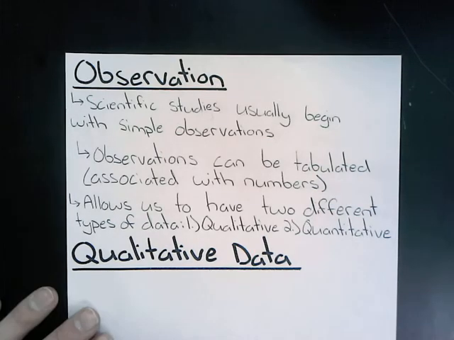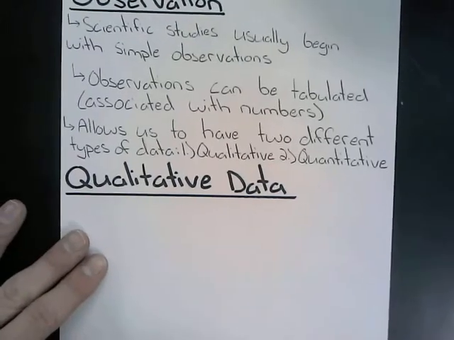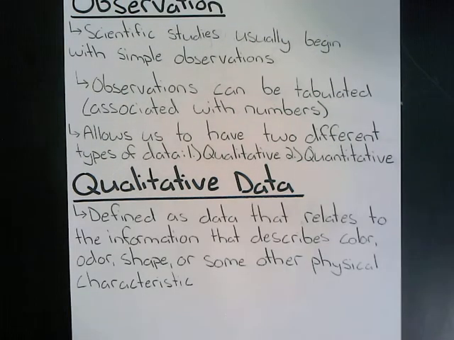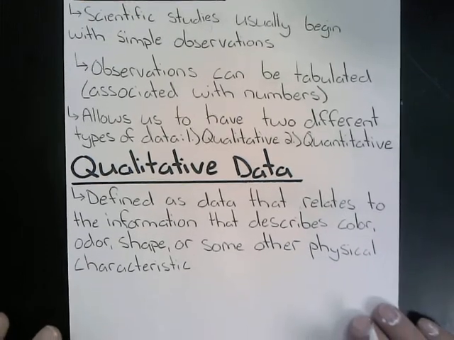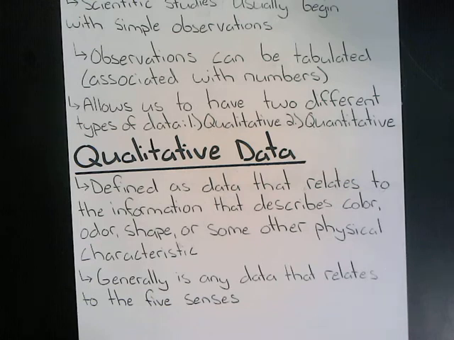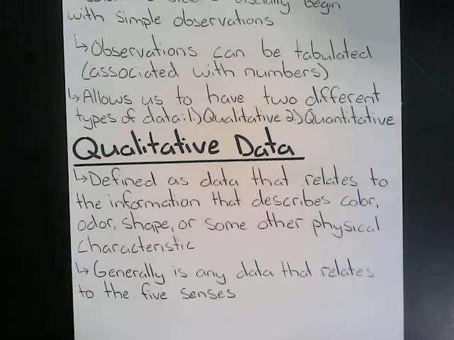So we start out here with qualitative data. Qualitative data is defined as data that relates to information that describes the color, odor, shape, or some other physical characteristic. Generally, qualitative data is going to be any data that relates to the five senses. In other words, the five senses relate to how something looks, feels, sounds, tastes, or smells.